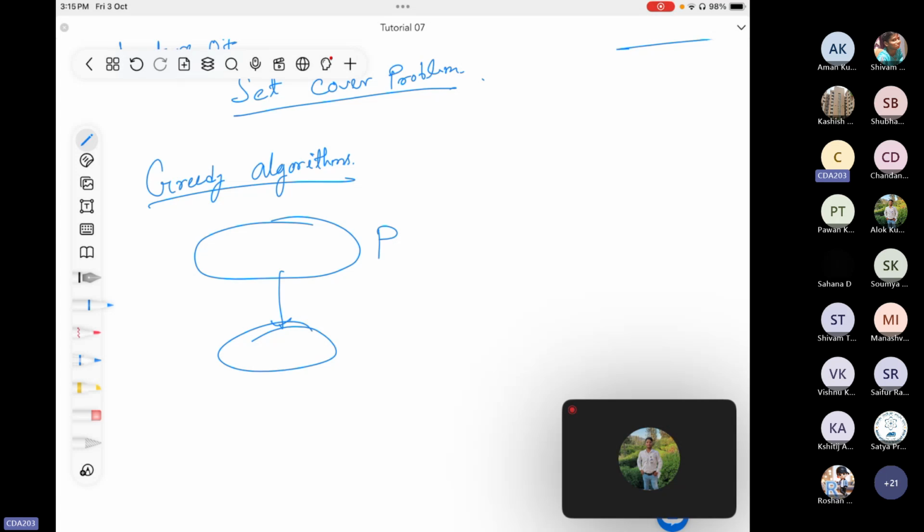You look at one sub problem, you solve it. You don't care whether this solution is optimal for the whole, for the bigger part. You just care about whether it's optimal for this sub problem. And if it is optimal for this sub problem, it's fine. You take it into your original solution.